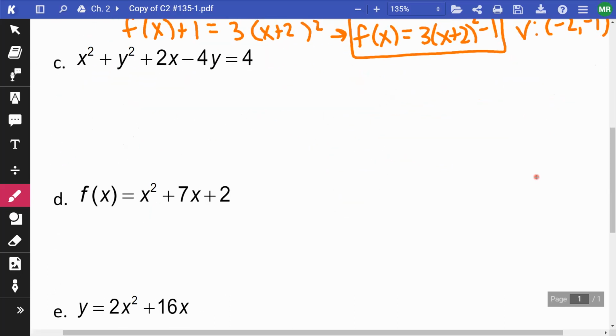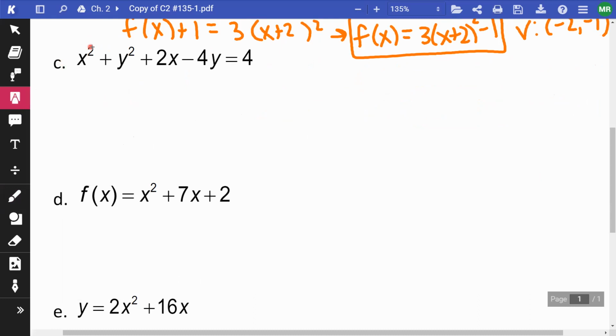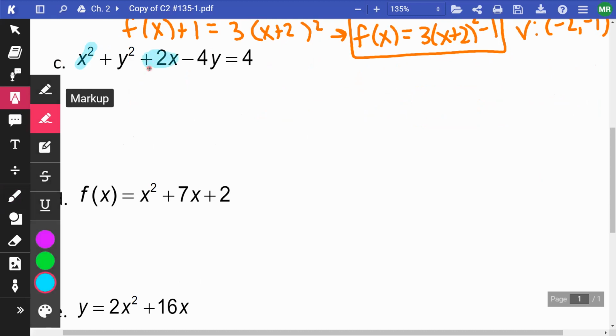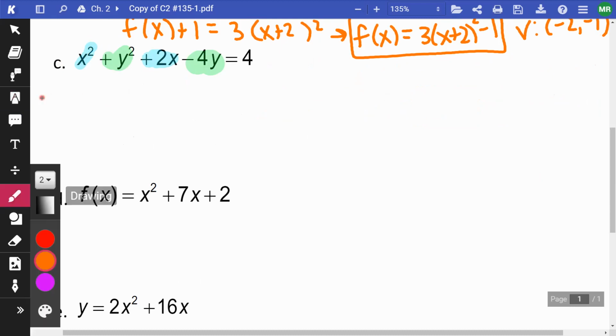Now see, this is a circle. And so I'm going to complete the square twice. So what I'm going to do here is I'm going to get my x's together, okay? And I'm going to get my y's together. So I've got this y and this y, okay? So I'm going to group them together. So I'm going to rewrite this, okay?